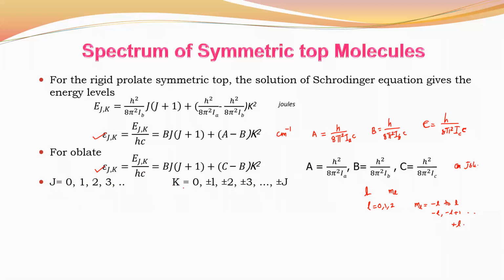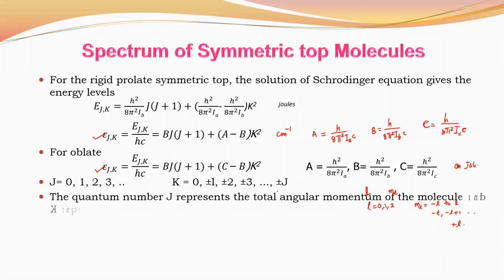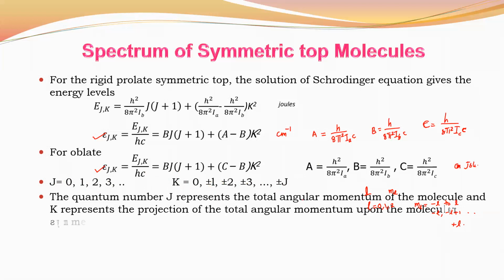in the special case of the symmetric top molecule, the quantum number K is 0, plus or minus 1, plus or minus 2, etc., up to plus or minus J. So look here: this J represents the total angular momentum of the molecule, and K represents the projection of the total angular momentum upon the molecular symmetry axis. Have you studied a diagram like this?